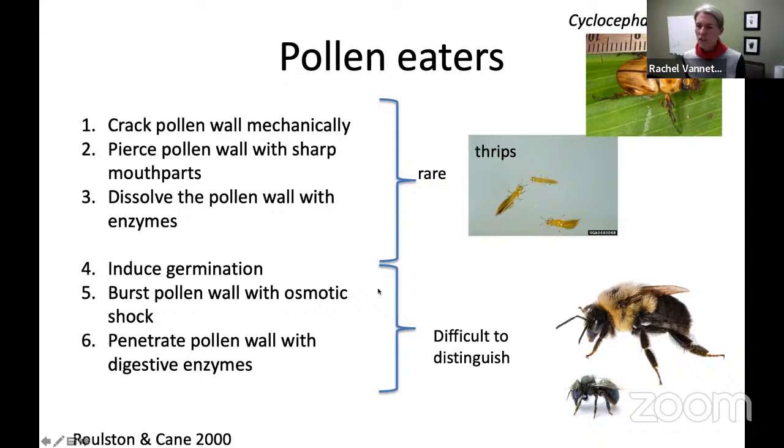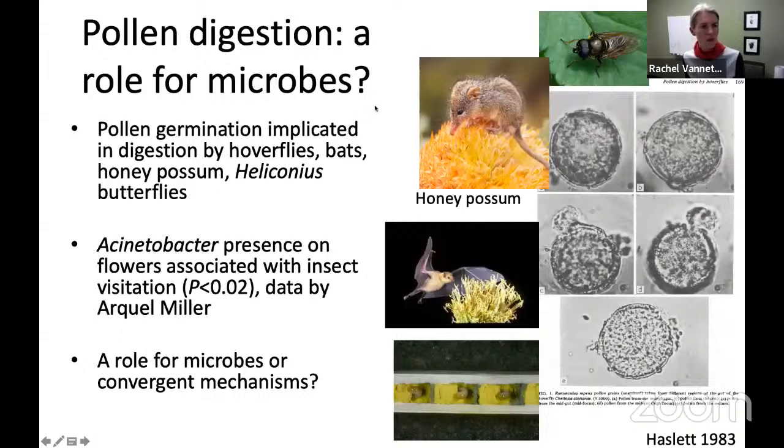But it's difficult to distinguish these things, and not much mechanistic work has gone into it. And so we compare the effect of Acinetobacter here to what has been documented in some of these organisms previously, just simply by dissecting their guts and looking at pollen morphology as it moves through the digestive tract. So we certainly see some parallels there. And so this makes us wonder, is there a role for microbes in pollen digestion? Perhaps there's simply convergent mechanisms that organisms use to acquire nutrients from pollen. But we're hoping to look into some of these possibilities.